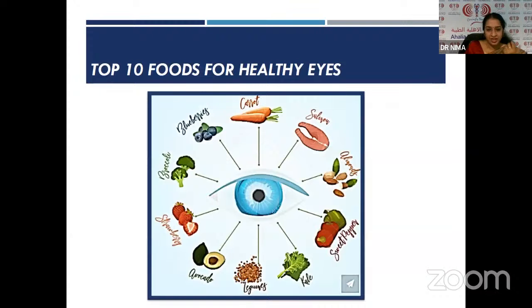What about food? Healthy food, as you already know. Food rich in vitamin A, beta carotene, vitamin C, all are helpful to the eyes, like carrot, salmon, omega-3 fatty acids, nuts, green leafy vegetables, broccoli, strawberry, all healthy food.